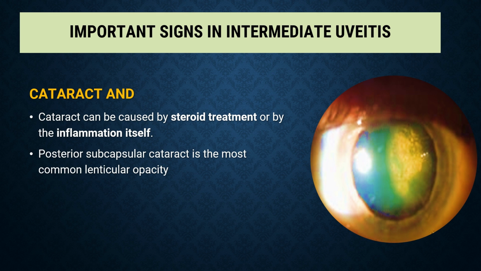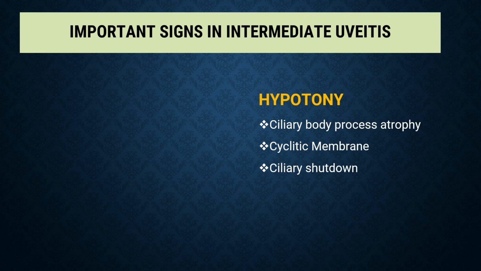So let me tell you that in uveitis, basically the treatment is steroid, right? Apart from immunosuppressants. However, we don't give that in case of infectious disorders. So basically here the treatment is steroids, and we know that steroids can also lead to cataract formation. So cataract can be a complication either because of the steroid treatment or because of the inflammation itself. So you can have an anterior capsular cataract or a posterior subcapsular cataract or even a posterior polar cataract in these patients. However, the posterior subcapsular cataract is the most common lenticular opacity.